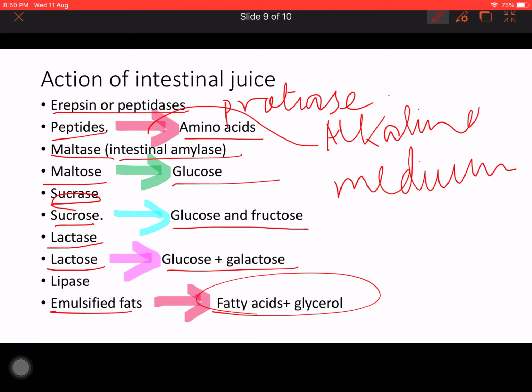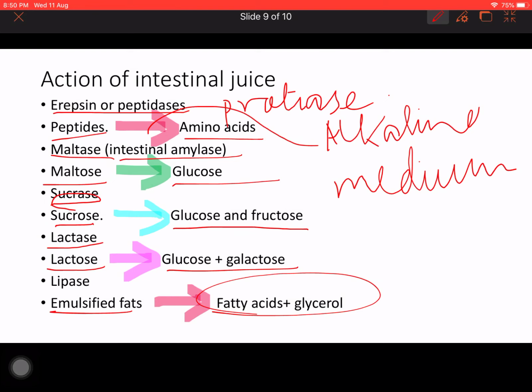So by this time we can say that food is completely digested and converted into a liquid form that is called chyle. First in the stomach it was chyme, now it is chyle, which is further subjected to absorption in the small intestine.